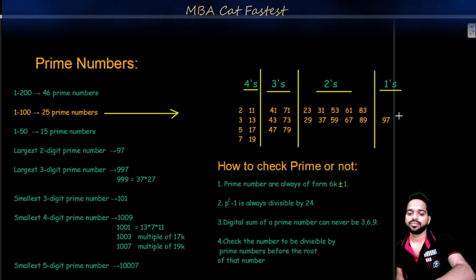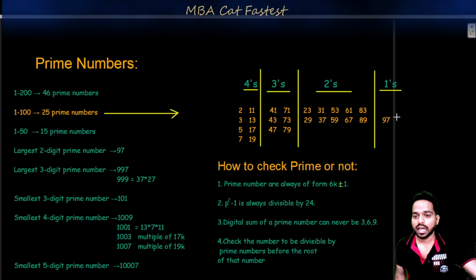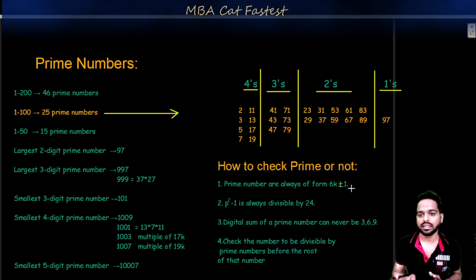Okay, moving ahead. Now, how to check whether a number is prime or not? You can check that prime numbers are always of the form 6k plus or minus 1. So for the number you want to test, you just test whether it is 6k plus or minus 1. If it is not classifying in this form, then you can definitely be sure it is not a prime number. If it is classifying, then you need to check further, right? And the reverse is not true.